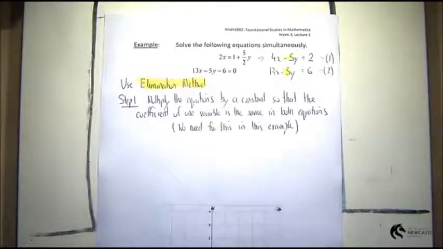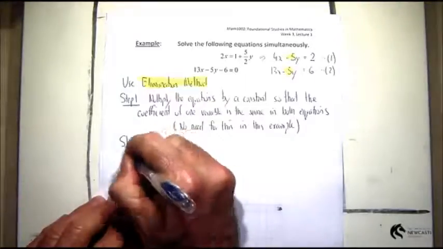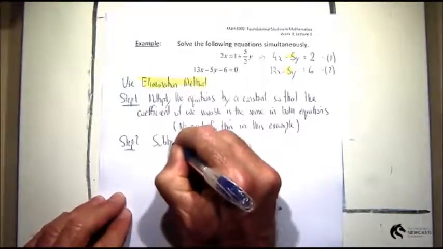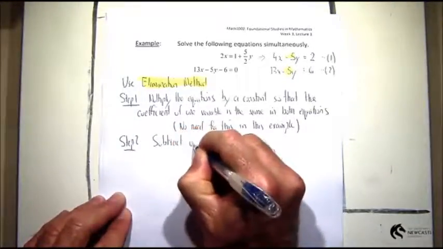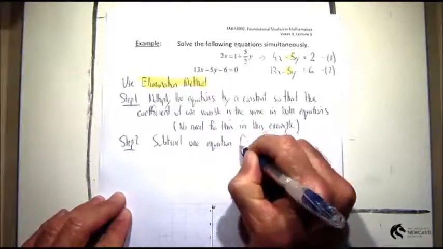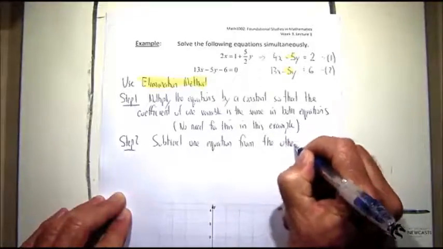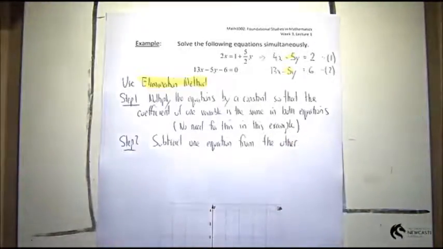So step 2 now says subtract one equation from the other. Sounds a little bit strange. How do I subtract equations? Let me try to explain that.